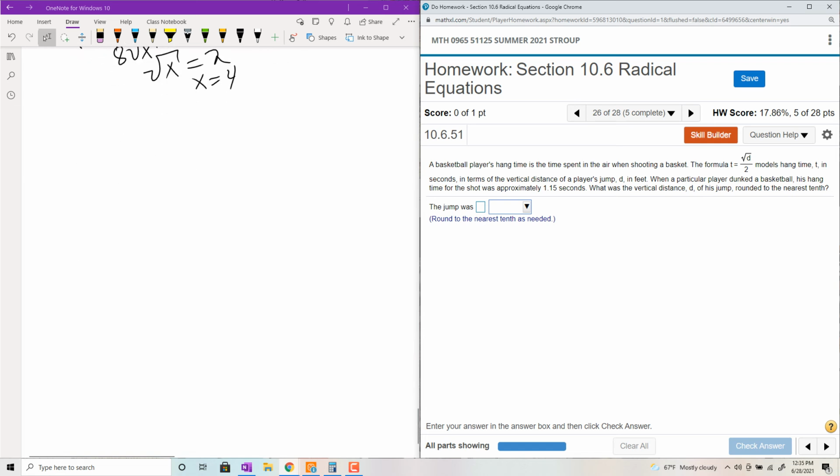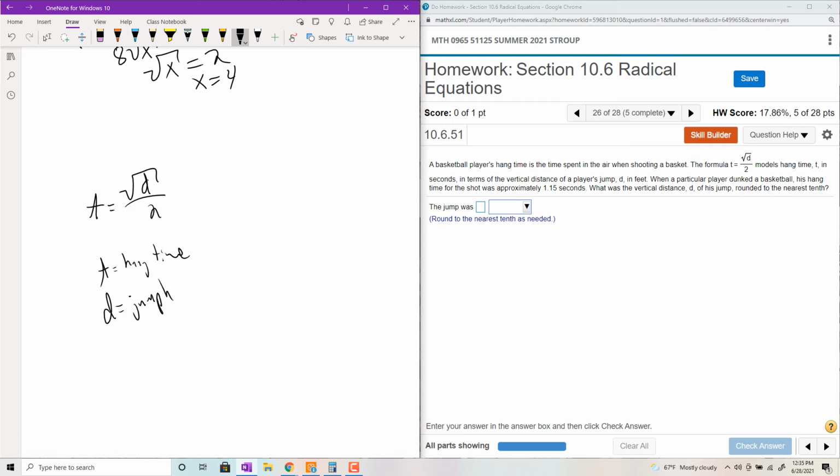Basketball player's hang time is the time spent in the air when shooting a basket. So T equals the square root of D all over 2. Model's hang time. So T is hang time, T in seconds, in terms of the vertical distance of the player's jump. So D is jump height.